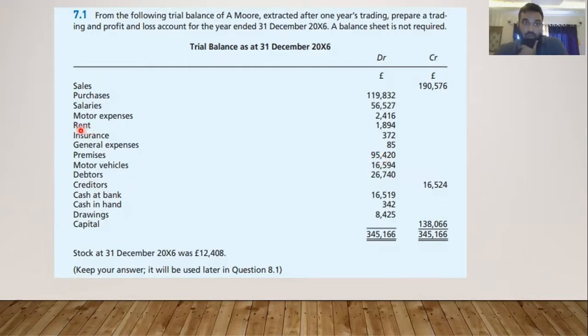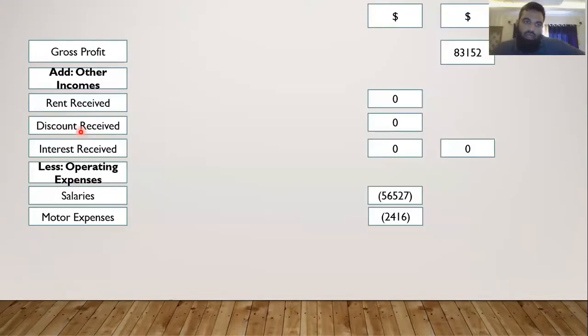But why did you skip rent? After motor expenses, we had rent. So we will surely write rent here, that is 1,894. So my rent is 1,894. I will go to my income statement. I'll write rent expense, which is 1,894. Brackets again for subtraction. What's next?